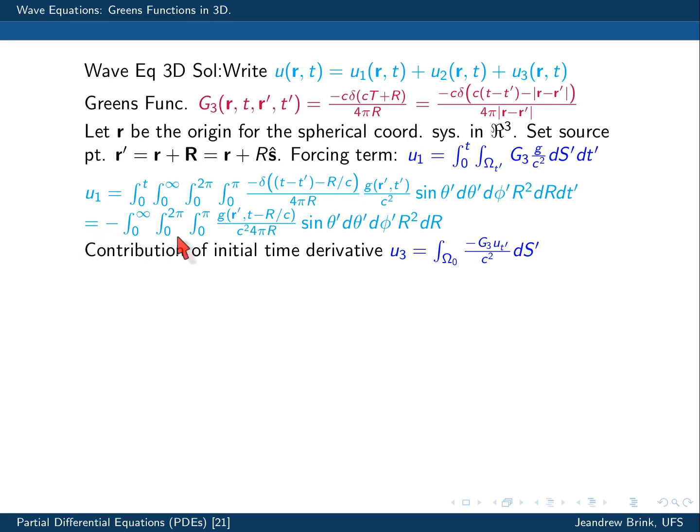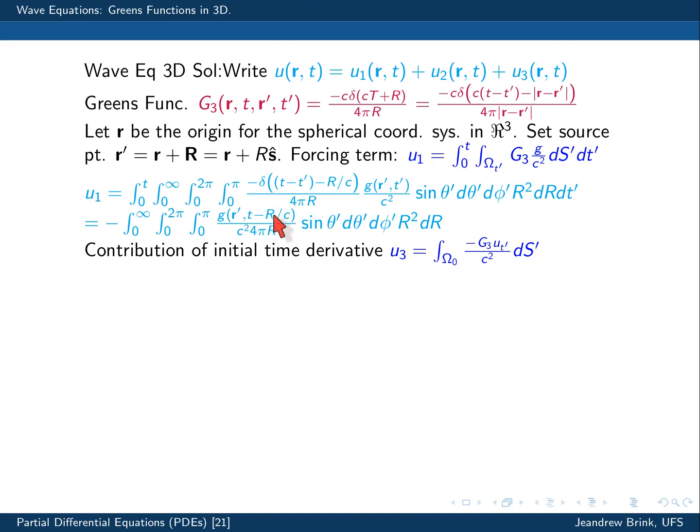The minus goes out, and you have your source term evaluated over the whole domain. So you have your r prime coordinates going, but the time at which you evaluate it is in the past. You don't evaluate the forcing function at the time when you want to know your solution. You evaluate the forcing function at that time minus r over c.